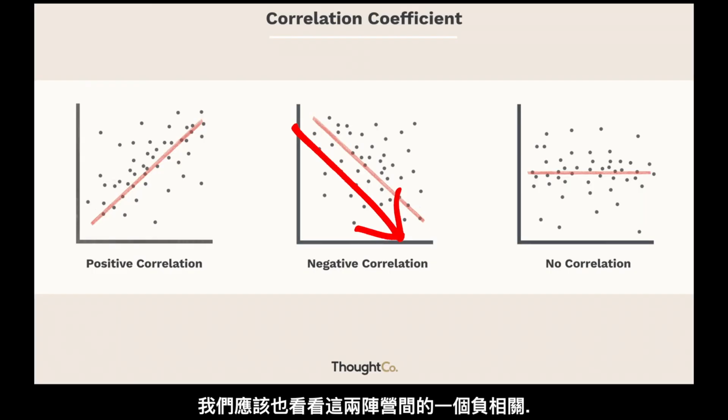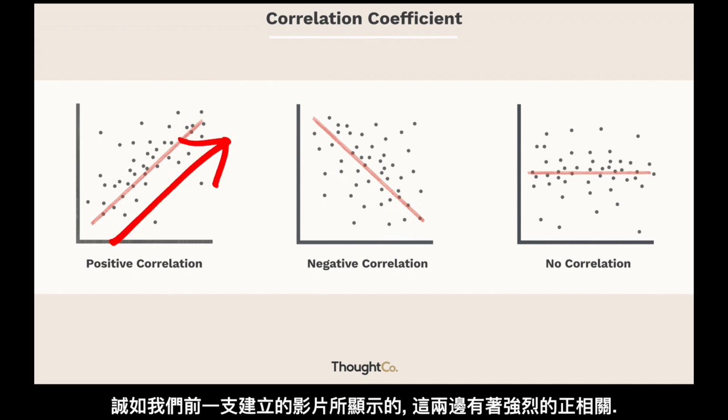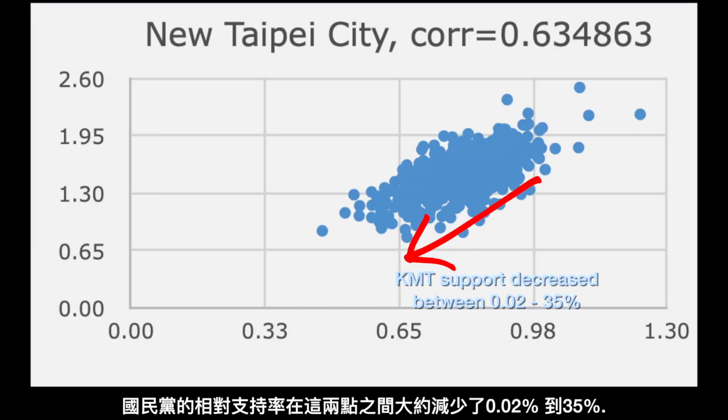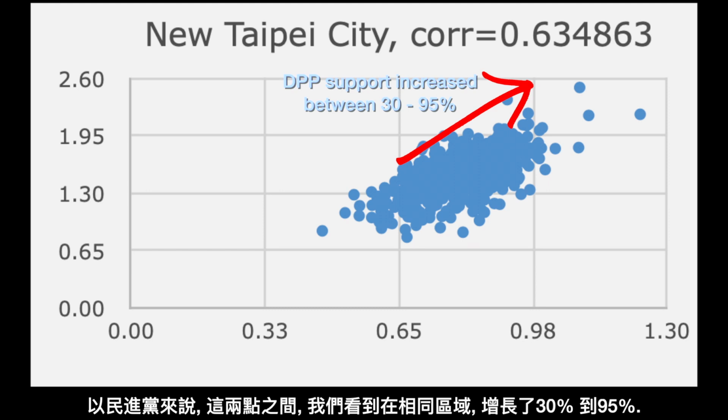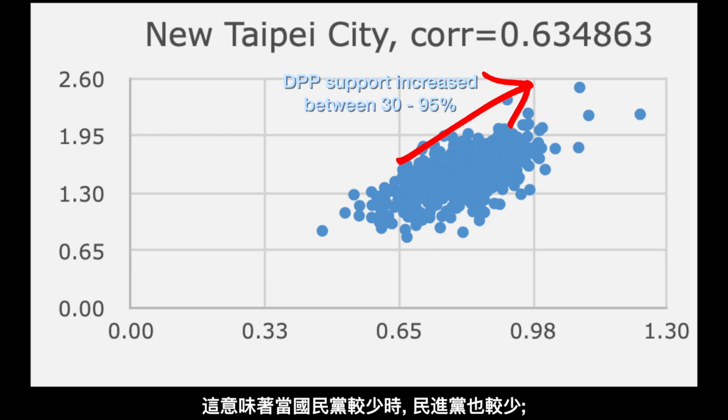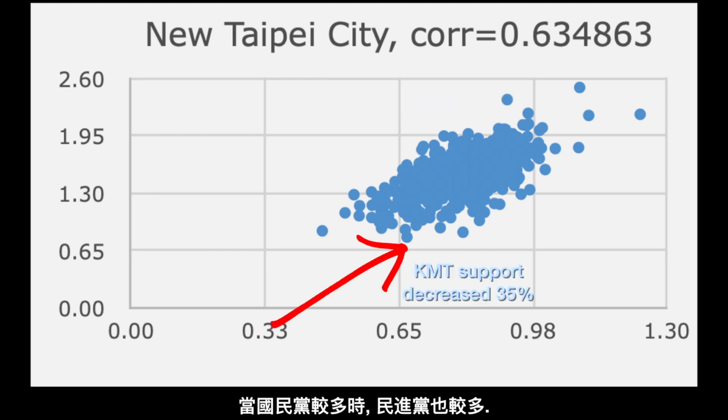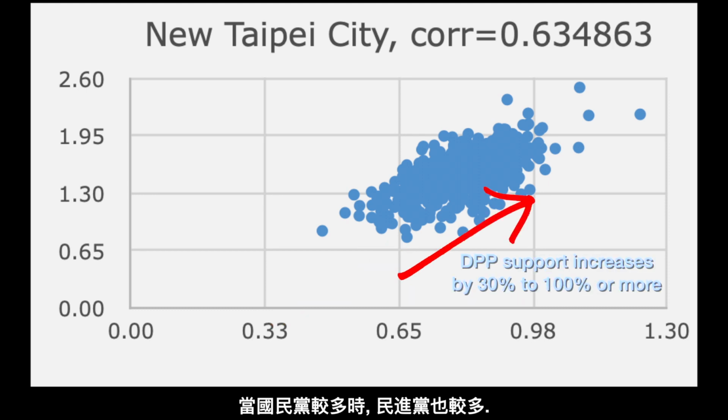We should also see a negative correlation between the two camps. However, as we have established in previous videos, the correlation between the two sides was strongly positive. So the KMT relative support rate between these 2 points is about 0.02% to a 35% decrease. Between those 2 points for the DPP we see an increase of 30 to 95% in the same areas. And we can also see a strong positive correlation, which means that when the KMT has less, the DPP has less, and when the KMT has more, the DPP has more.